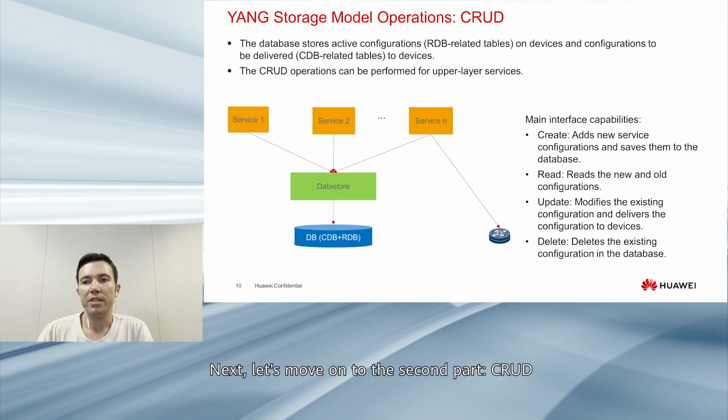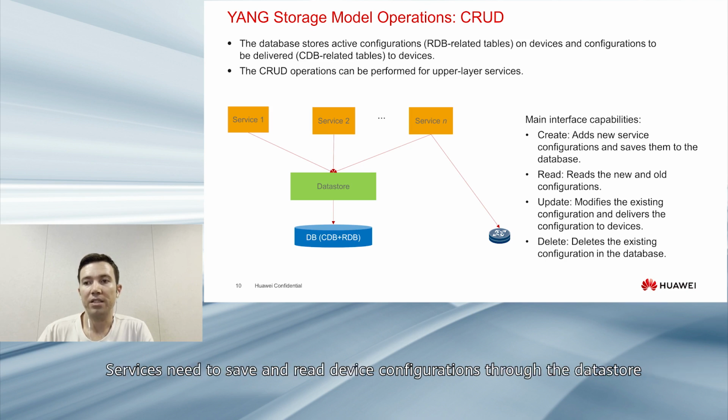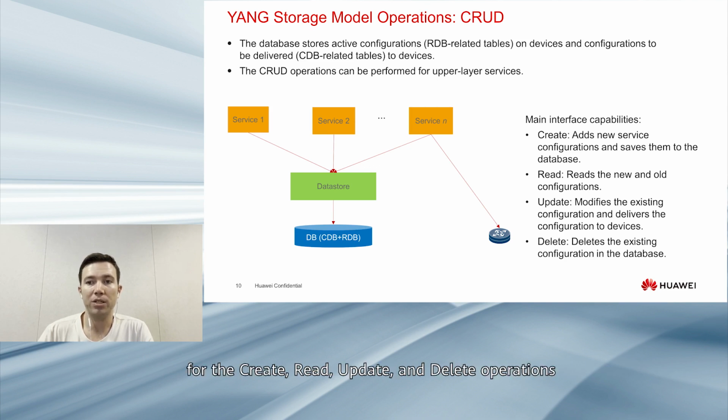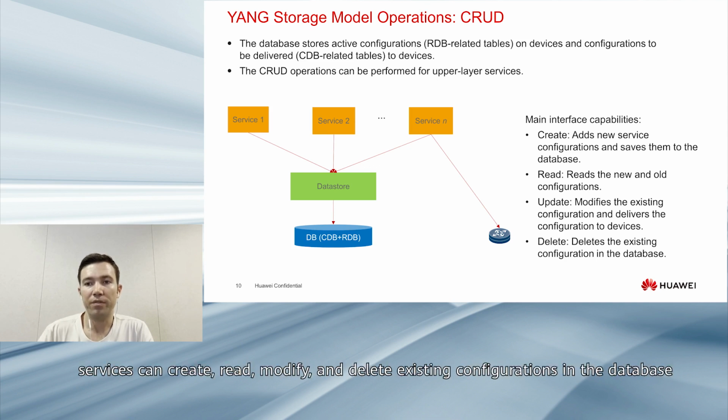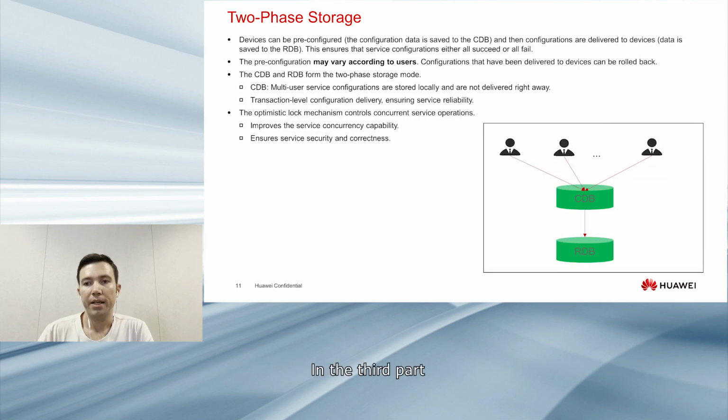Next, let's move on to the second part, CRUD. In the first part, we talked about the abstraction of the Yang model and saving of device configurations or pre-configurations to be delivered in the database. Services need to save and read device configurations through the data store, which needs to provide interfaces for the create, read, update, and delete operations. As shown in the figure, services can create, read, modify, and delete existing configurations in the database to ensure configuration consistency with devices. In the third part, we'll talk about two-phase storage.